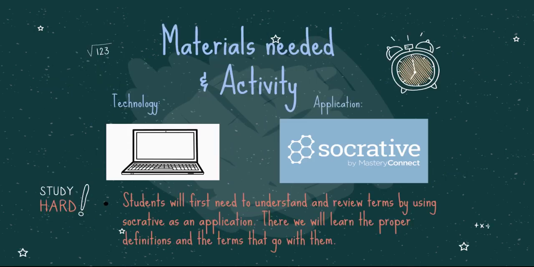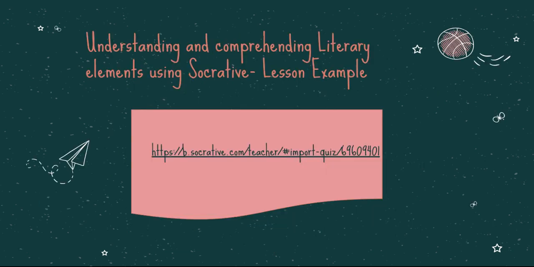So, materials that will be needed is a computer, and the application we will be using is Socrative. The activity students will first need to understand and review terms by using Socrative as an application. There, we will learn proper definitions and the terms that go with them. So, it's really important that the students know the terms before we actually start analyzing and evaluating text. So, that is why I will be using Socrative as a resource. Understanding and comprehending literary elements using Socrative.